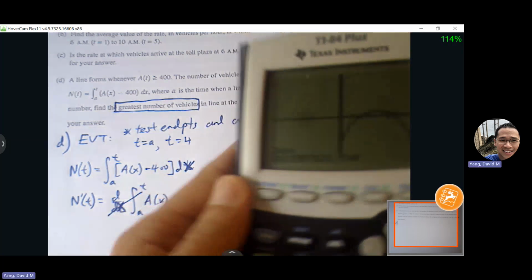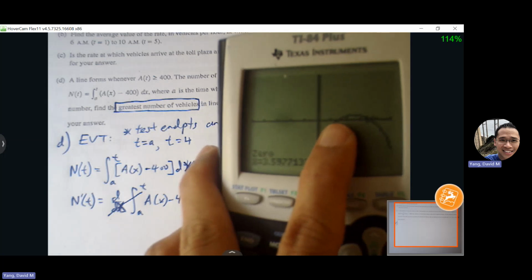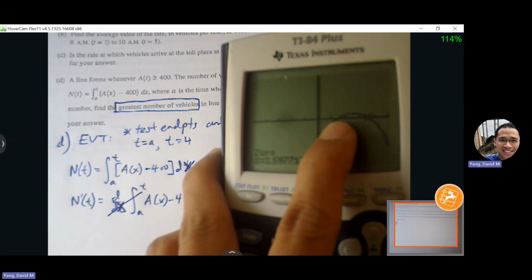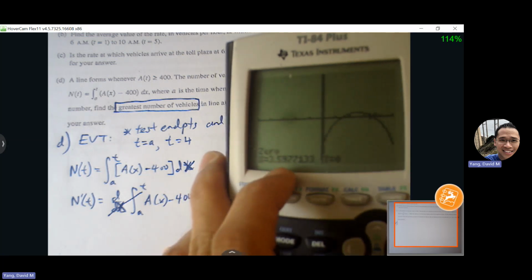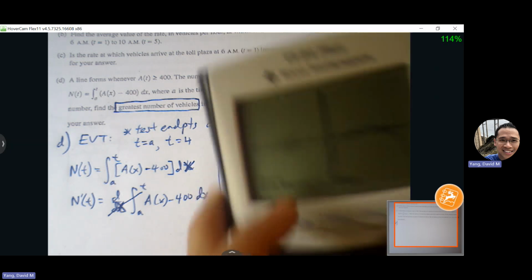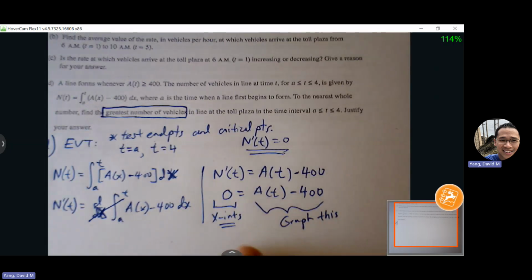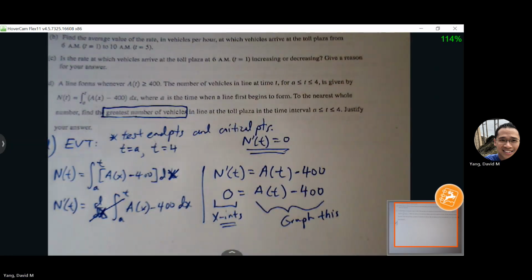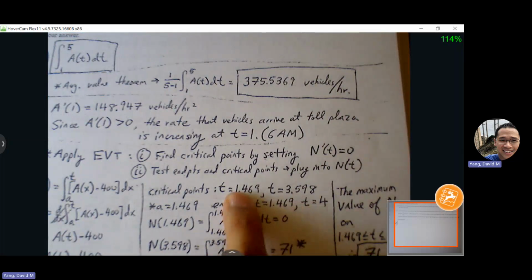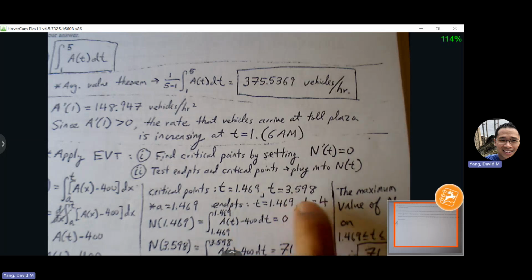So we know that the line is going to begin to first form whenever n prime is equal to 0. So we know that's going to be our starting point, and then our ending point is going to be 3.598, but then they say the ending point is also at 4. So we're going to test those values. So we found our critical points, 1.469. That's when the line begins to form. And then we'll test 3.598, and we'll also test 4 because that's our other endpoint.